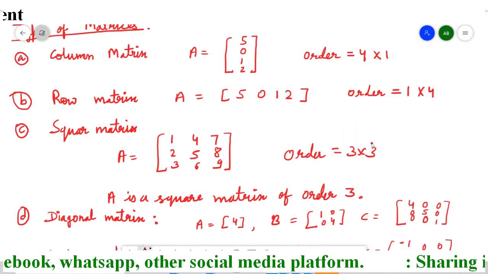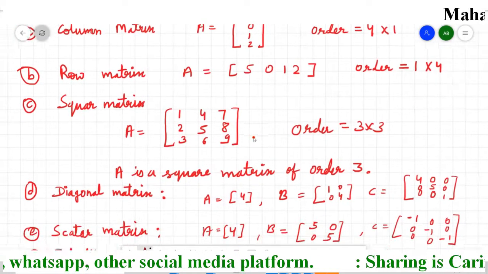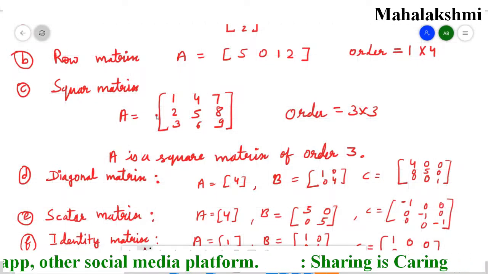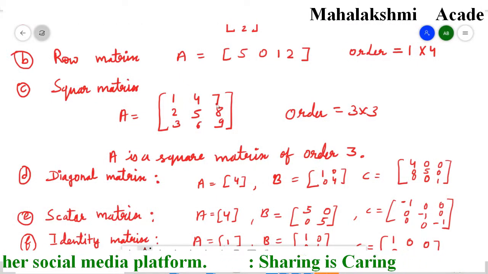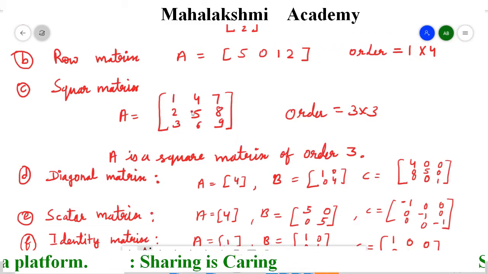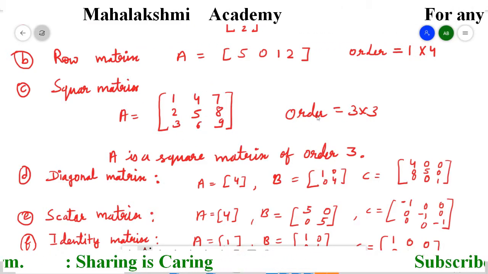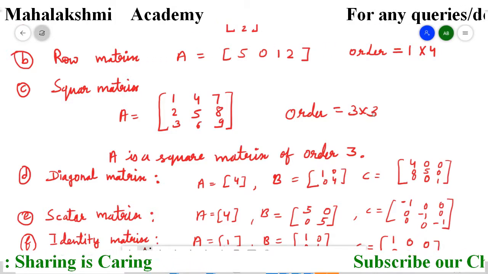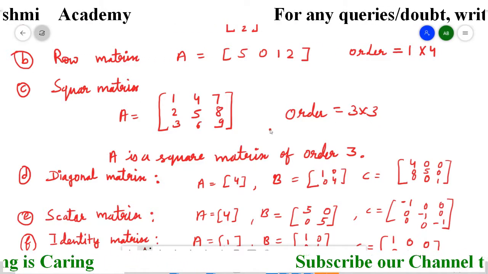Now the square matrix. A square matrix is one in which the number of rows and columns are the same, like this. So here the number of rows is 1, 2, 3. Here the columns are also 1, 2, 3. So the order is going to be 3 rows by 3 columns. So 3 by 3. So it's a square matrix.